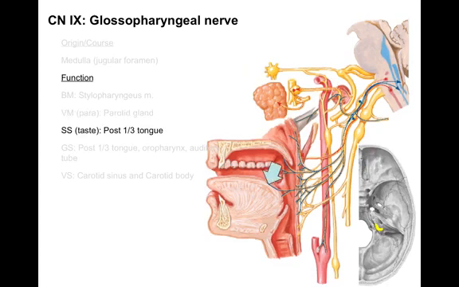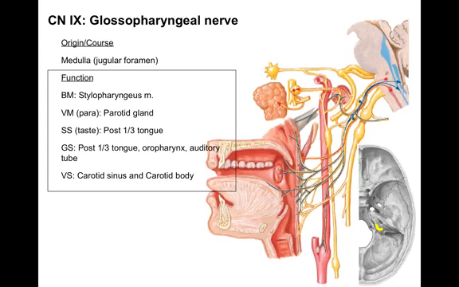It also is going to do taste to the posterior third of the tongue, and also general sensation to the posterior third of the tongue, but also the oral pharynx, right along the back of your throat, and then part of the opening of your auditory or eustachian tube. And then it also does visceral sensory from the carotid sinus and the carotid body that we've talked about, which the carotid sinus does baroreceptor for measuring changes in blood pressure. Chemoreceptor is the carotid body, which measures changes of CO2 and O2 in the blood.